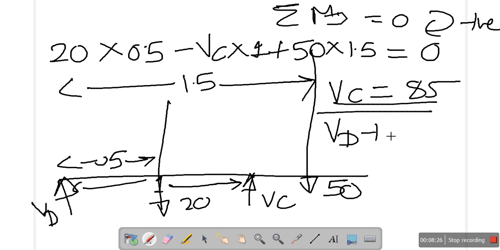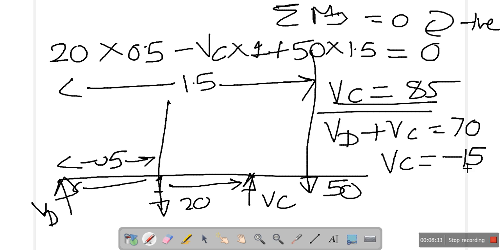We also know Vd plus Vc is 70, and that gives me Vd as minus 15, that is 15 in the downward direction. So Vd plus Vc is 70, and that gives me Vd as minus 15. Vd is minus 15 and Vc is 85.